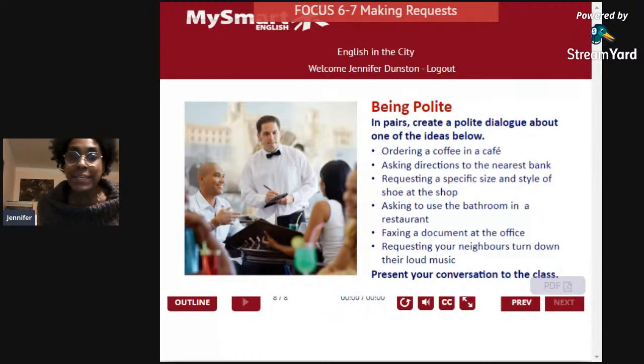Let's not forget, please, and our modal verbs. Could you, can you, would you, can I, could I, would you mind, would you please? Asking directions to the nearest bank. How would you make this request? How would you make this polite request?